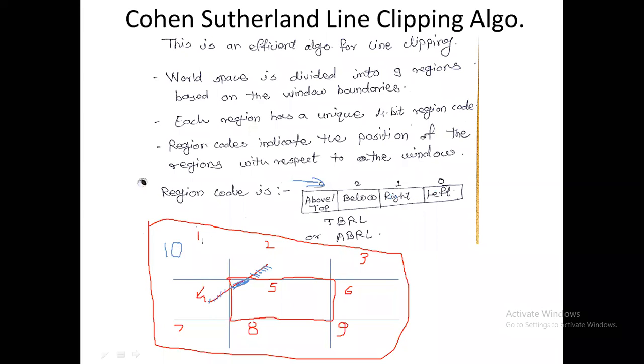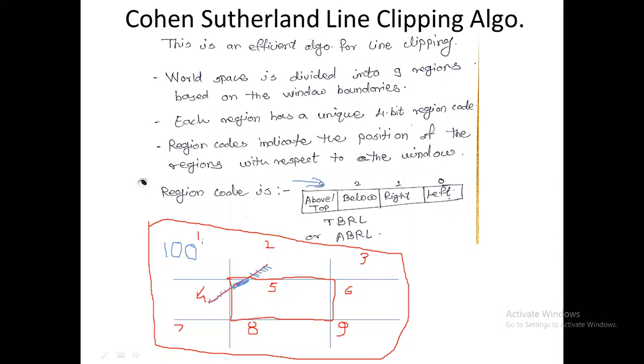Now again we will check for right. Okay, so for right, what we have to do? Again, we will check this particular region, whether this is on the right hand side of this window boundary. No, it is on the left hand side. First region is on the left hand side of this window boundary. That's why this bit will be set to 0.